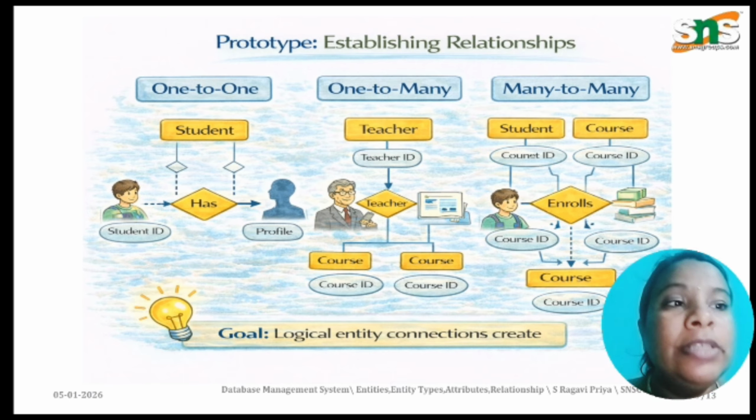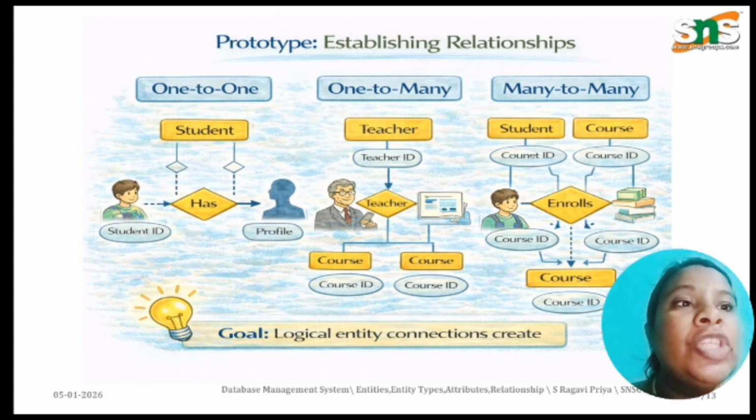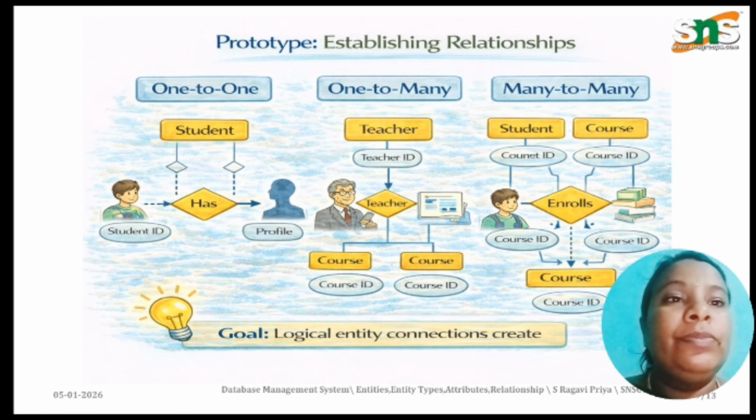So next is many-to-many. We have entities such as student and courses, and the relationship is enrolls. We have several students, so several entity sets, the student entity set and the courses. We have several courses, so any student can register in any of the different courses. So it has a many-to-many relationship.